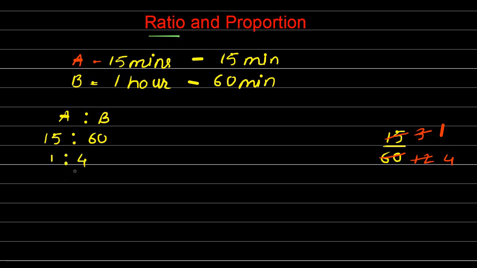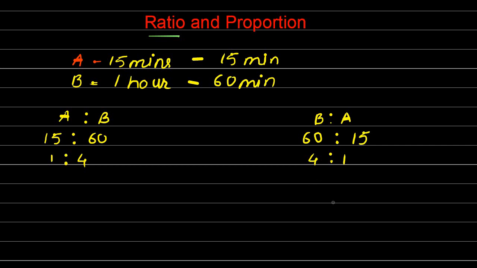This is the ratio, right? Now suppose the ratio asked is the ratio between B to A. So we have seen A to B, now B to A. So you can see the time taken by B is 60 and the time taken by A is 15 minutes. So our ratio is now, again we need to simplify this, and we have already done the simplification of it. So our answer will be 4 is to 1.